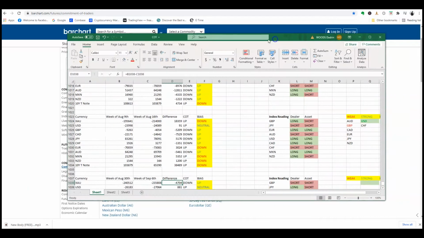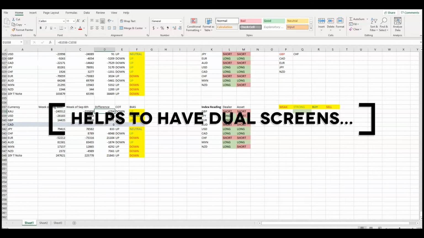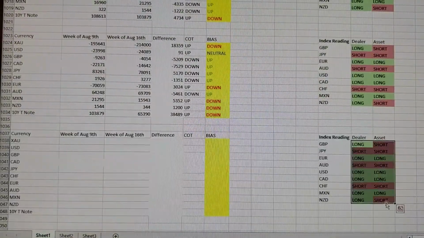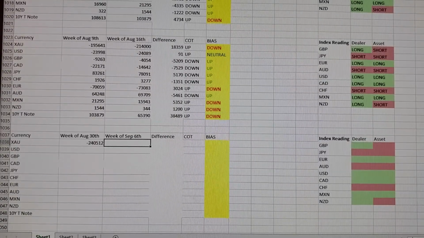On the Excel that I have here, you'll see a breakdown of what we have each week, for Monday August 30th and what the report showed on September 6th. You subtract the earlier Monday from the Monday from last week, and you get the difference in that number. Whatever that COT bias is, your bias is going to be the complete opposite.